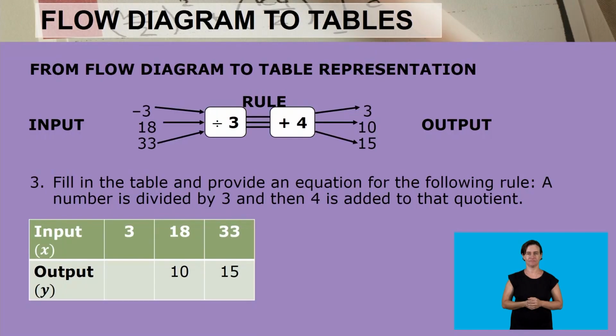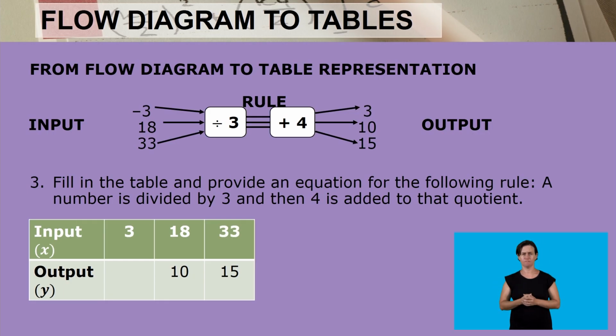And since a flow diagram has the rule there in the middle, that means we can also fill out any missing output value, or input value actually. Let's move over to our next question.